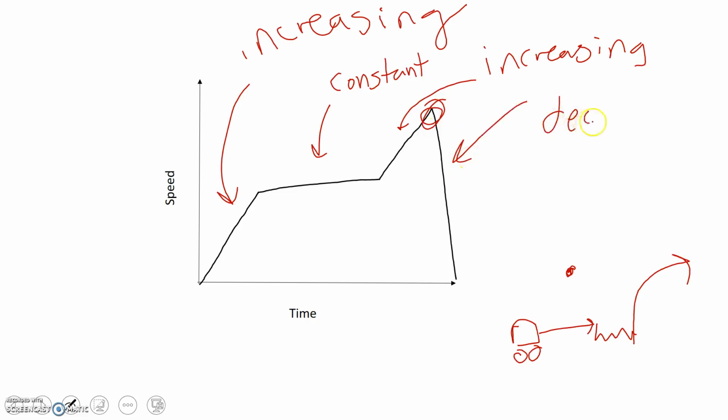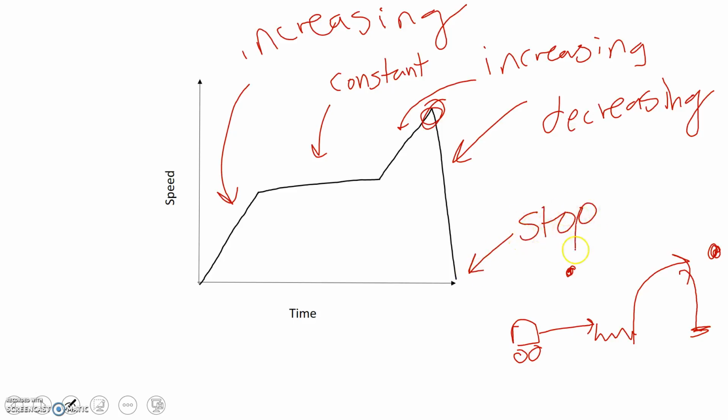So this is decreasing speed back again to a stop. So maybe I pass someone, I notice, hey, there's another stoplight up here, I gotta slow down, and I gotta stop. So this is what this story would tell me. I'm increasing, I'm going at constant speed, I'm increasing, now I'm decreasing speed, and when I get back down here, I stop. So here's a stop, and there's a stop.